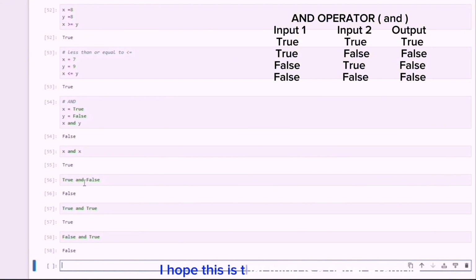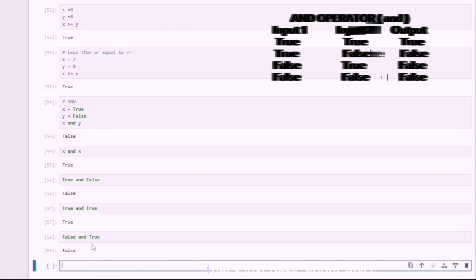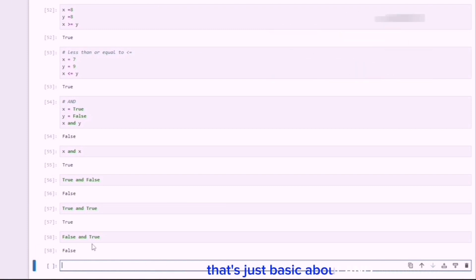I think this is a better example. The same thing is happening here. This person scored above 80 in maths and scored above 80 in English. That is why the person passed. That is true. And this person did not score above 80 in maths but scored above 80 in English. Still false, because you need both of them to pass. That's just the basics of AND.